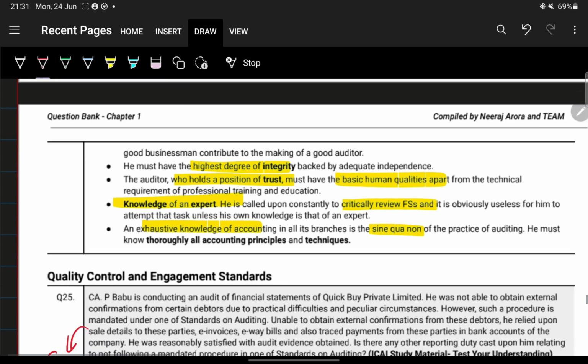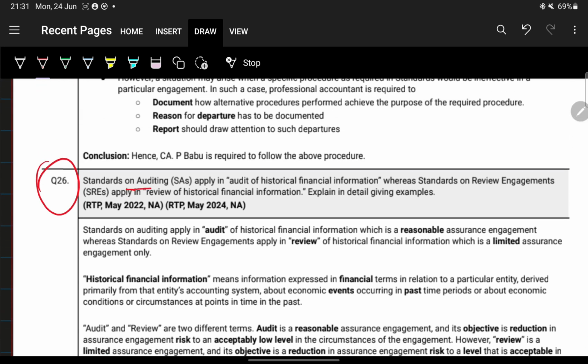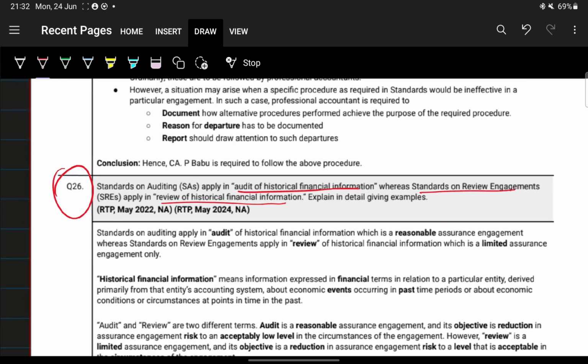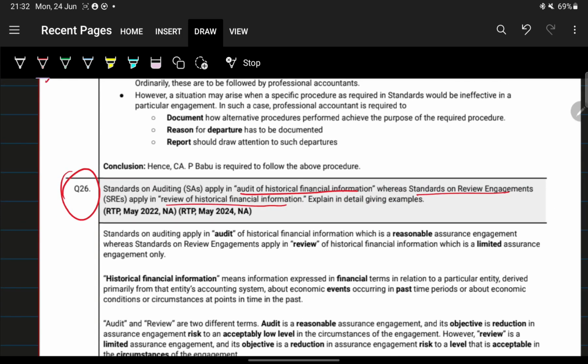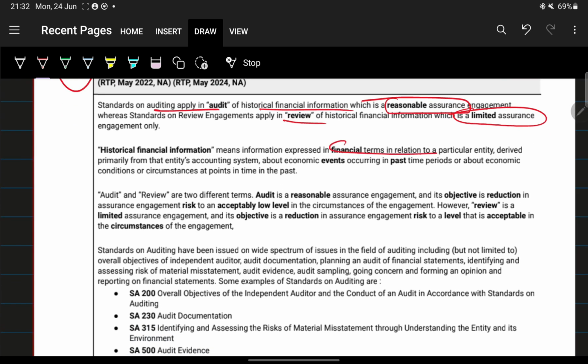Next, standards on auditing apply only in audit of historical financial information, whereas standards on review engagements apply in review of historical financial information. Explain in detail giving examples. Basically you have to explain the difference between audit and review. Standards on auditing apply in an audit of historical financial information, which gives a reasonable assurance, whereas review is only a limited assurance engagement.